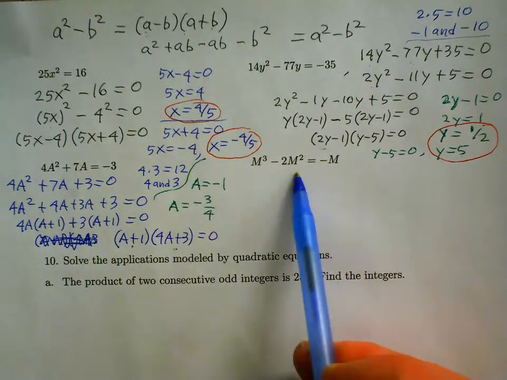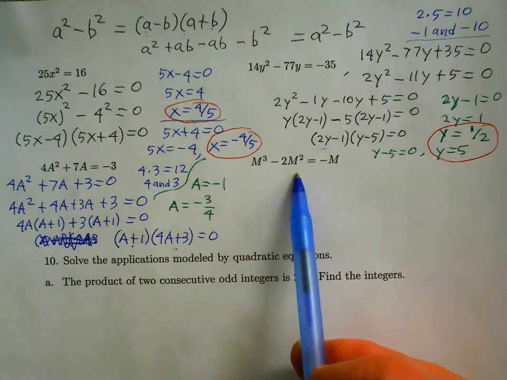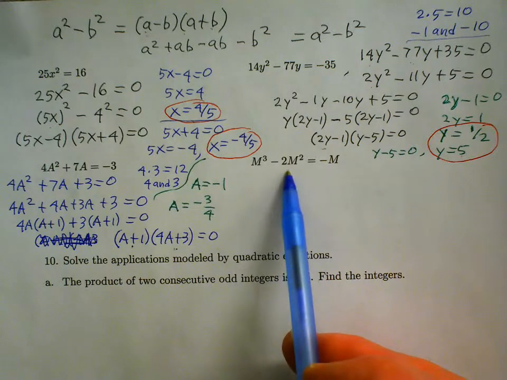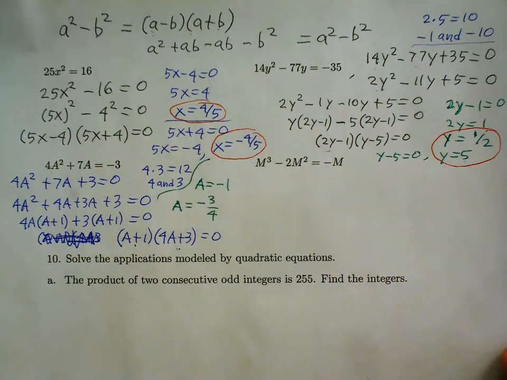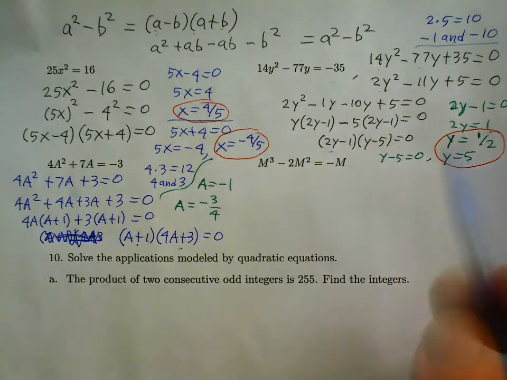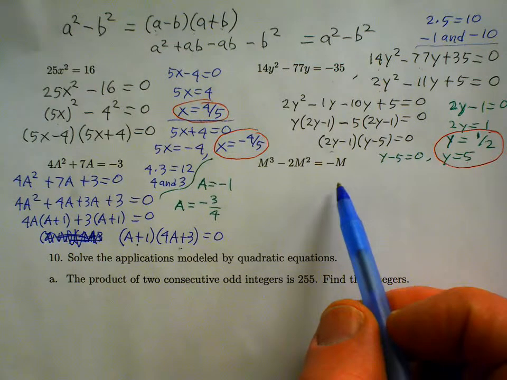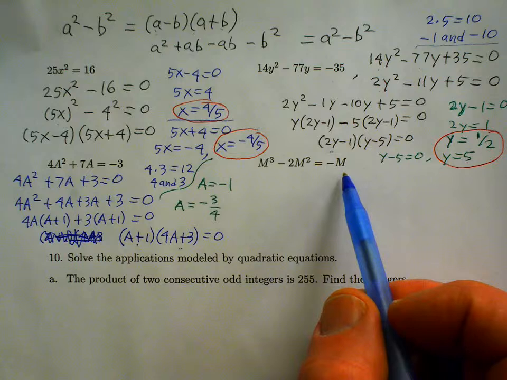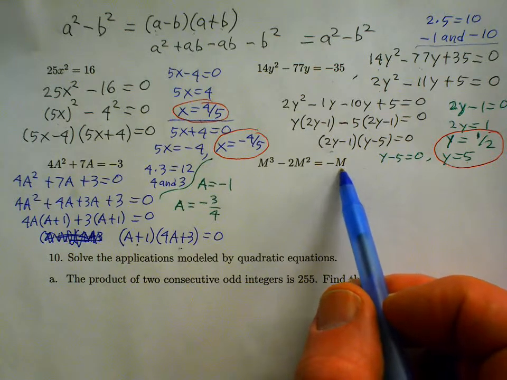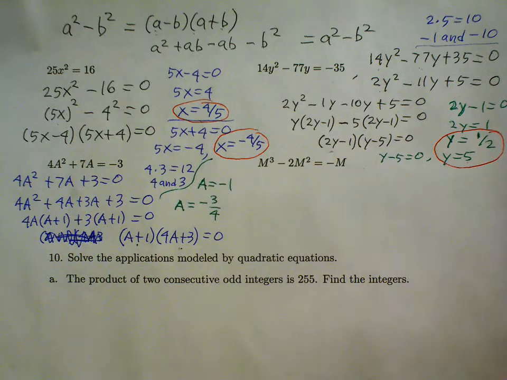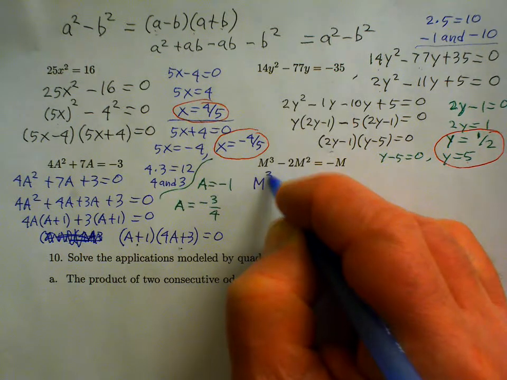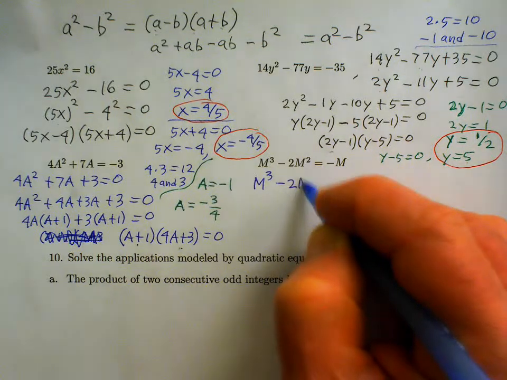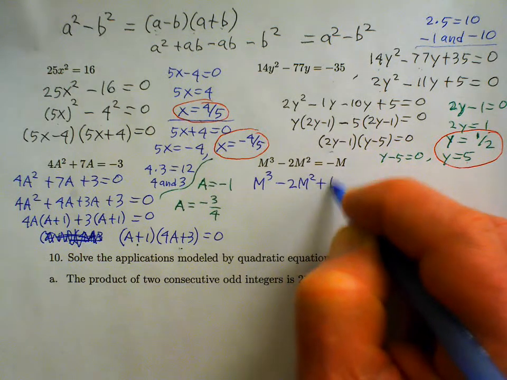Okay, the next equation, m to the third minus 2m to the second equals -m. In order to solve by factoring, we want to add m to both sides so that the right-hand side is 0. And we'll get m to the third minus 2m to the second plus m equals 0.